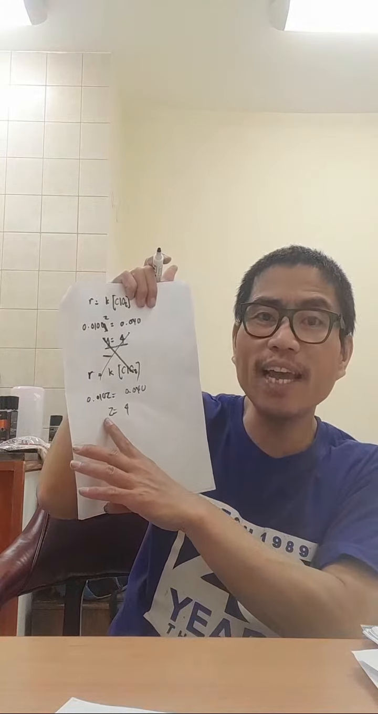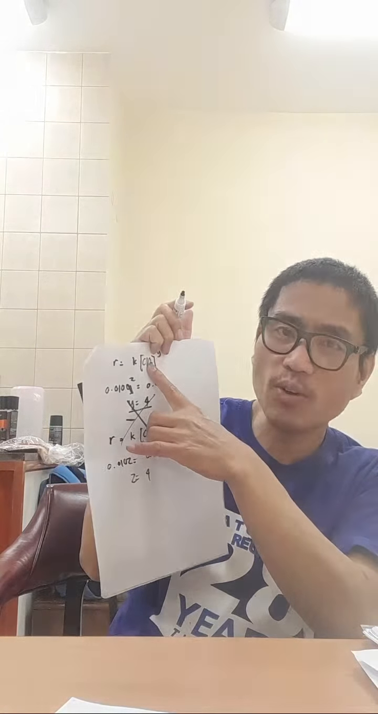So 0.010z is equal to 0.040, so z is equal to 4. Now, since z is for the chloride, substitute the 4 in the chloride. That's why I told you to use chloride directly also in your equilibrium solution, because it's just the same.